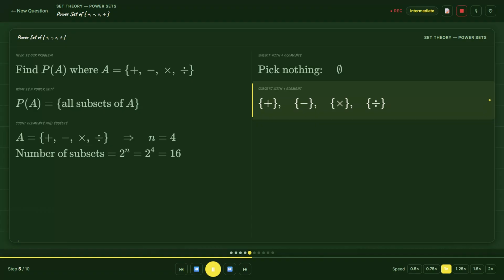Now let's pick just one thing at a time. We can pick plus by itself, minus by itself, times by itself, or divide by itself. That gives us 4 small groups with just one thing each.